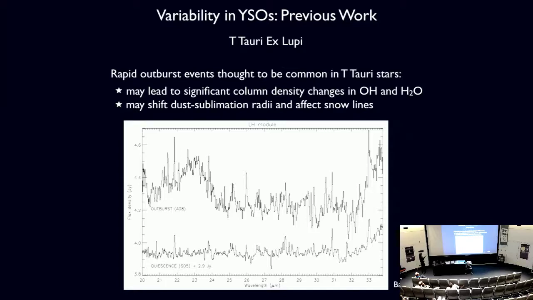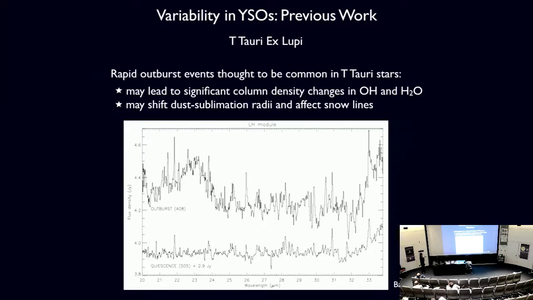So this is a T Tauri, X Lupi, a rapid outburst. This is a famous star for having outbursts, and it's thought that maybe these outbursts could lead to column density changes in OH and H2O. So maybe some of the changes that we're seeing in the YSOs, which we haven't connected to anything physical in these specific YSOs that we're looking at, could be due to maybe some outbursts.